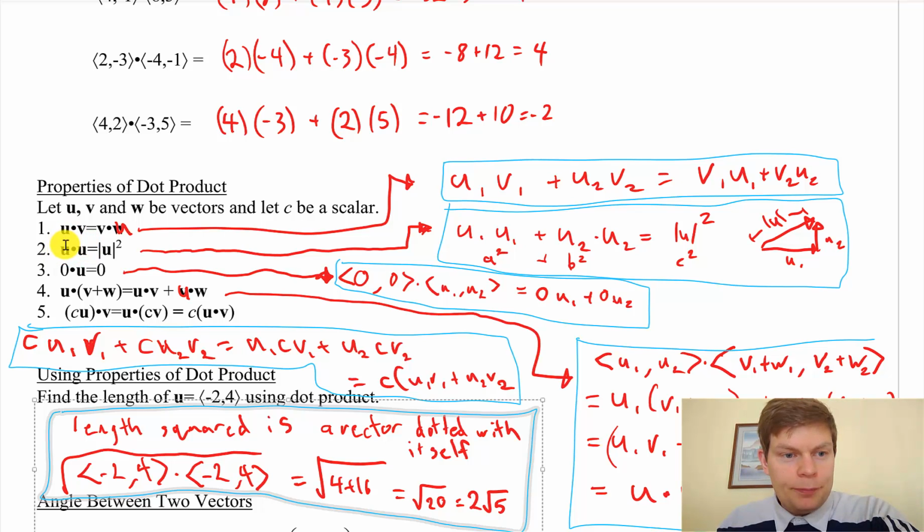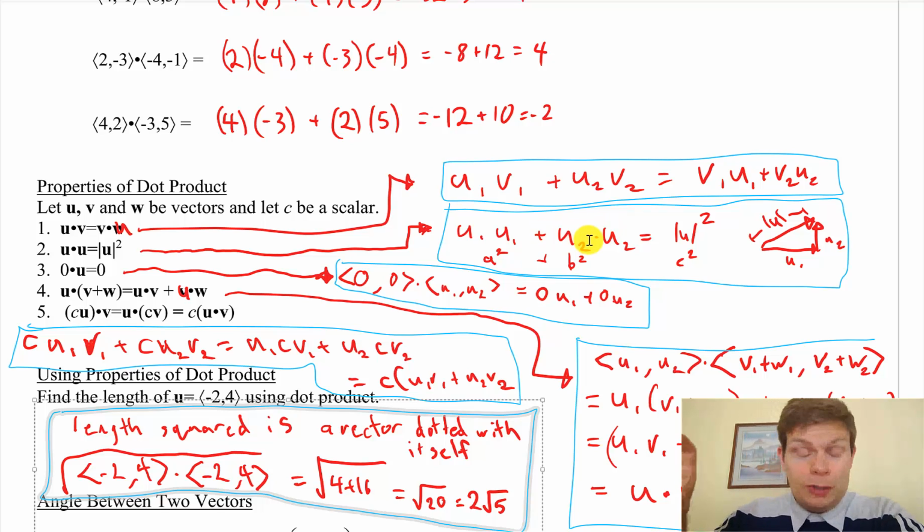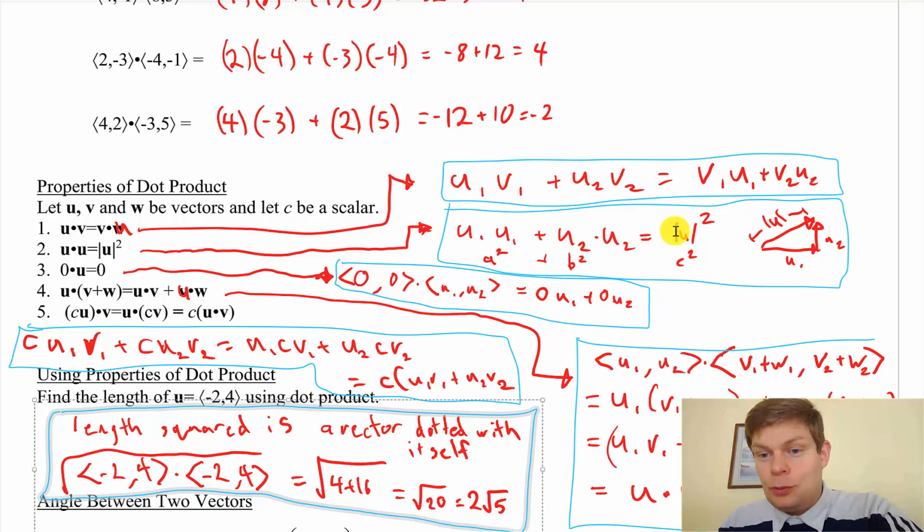Anyway, the second property kind of comes right from Pythagoras. If you dot a vector with itself, you get the length of that vector squared, which kind of makes sense because if you dot it with itself, you'd have u1 times u1, which is u1 squared, x component squared, plus u2 times u2, which would be the y component squared, and that equals the length of it squared.